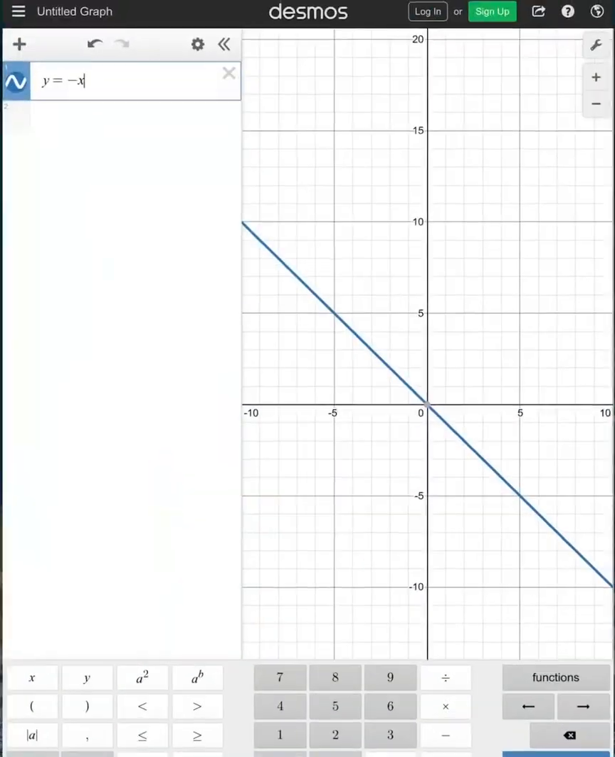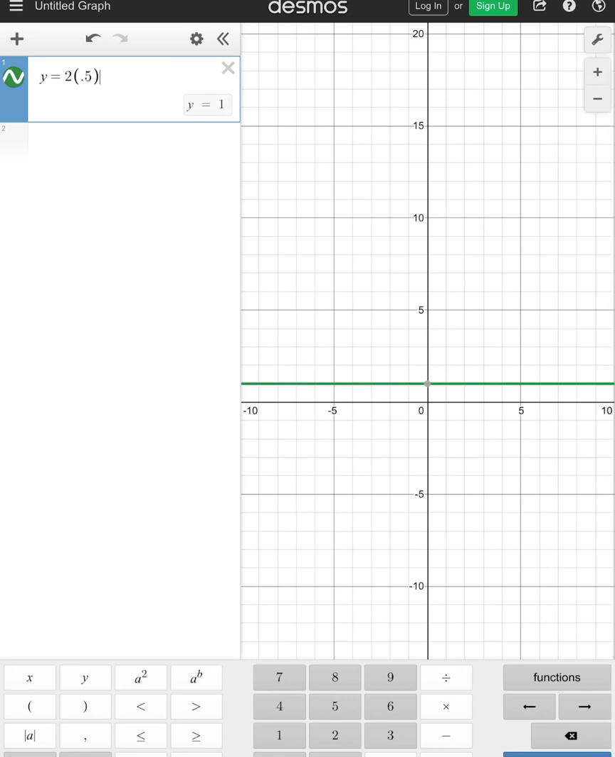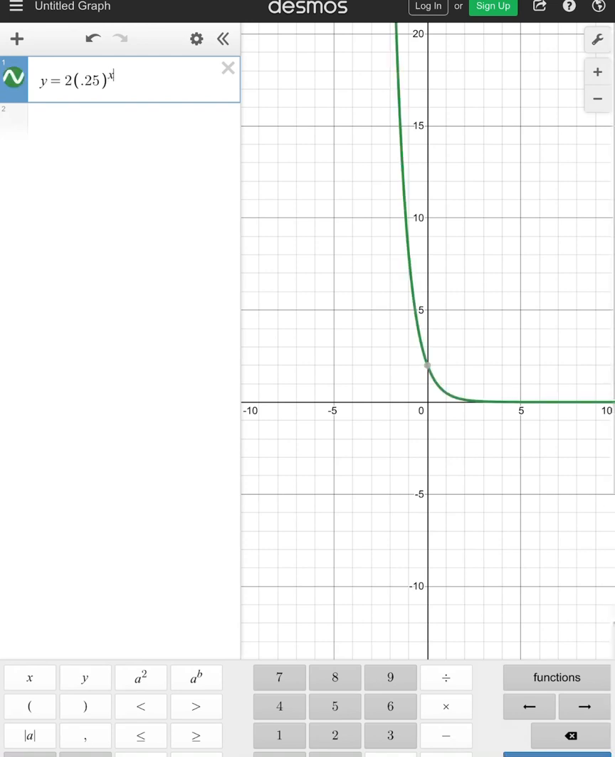So again, I go to Desmos, start fresh, y equals 2, and then in parentheses we had 0.25, make sure we get that right, 0.25, close your parentheses, raised to, remember that's the A to the B key, and then you type your x. So it looks like that has a curve in it, so that's non-linear, and it's going down.